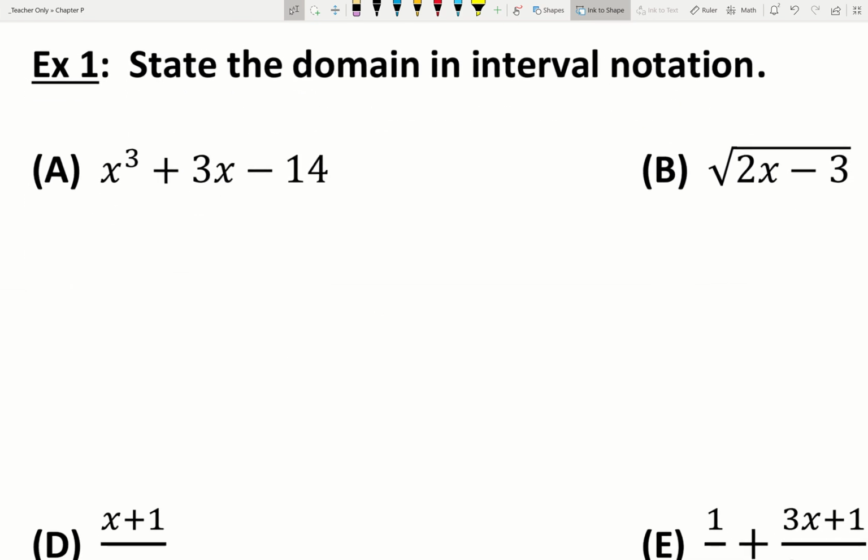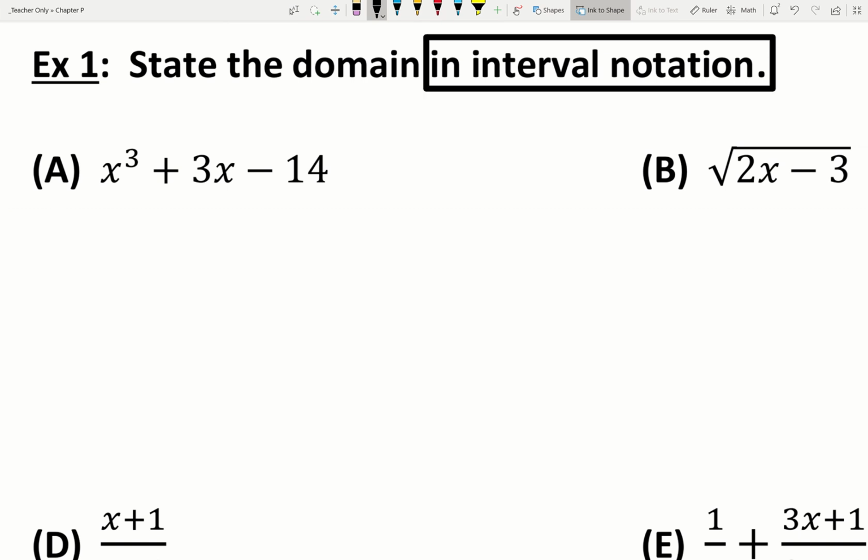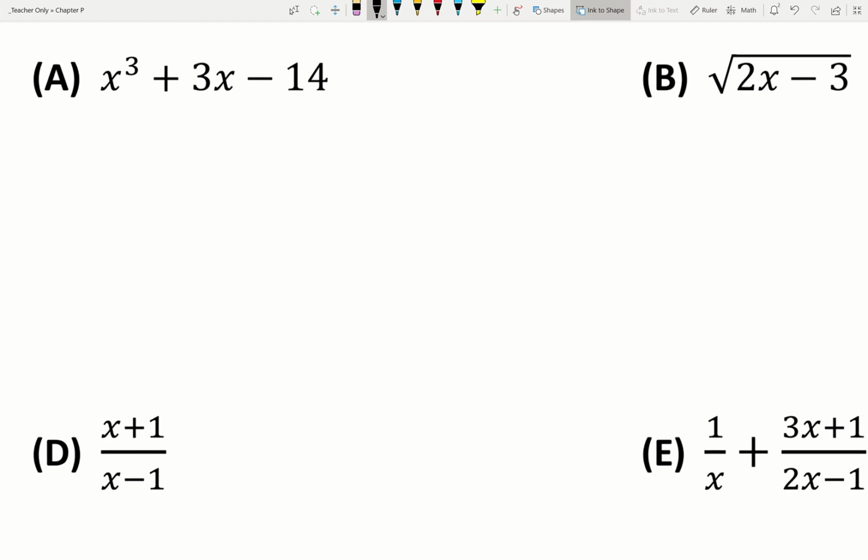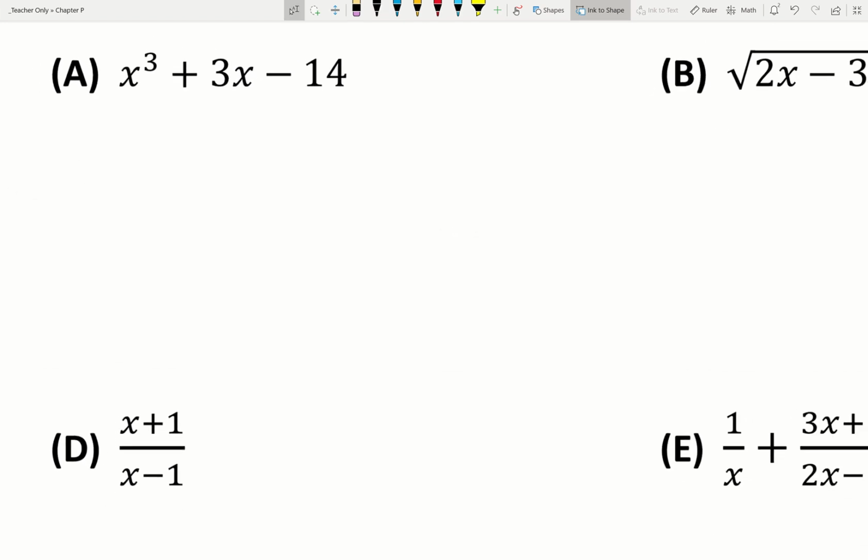Example 1, state the domain in interval notation. Remember, interval notation is a language that we can use to write out subsets of the real number line. You could find that in a previous video. That's the one with brackets and parentheses and that kind of thing. As we look at these examples, we want to write out the complete list of all the x values that you are allowed to plug into this expression without breaking any rules, okay?